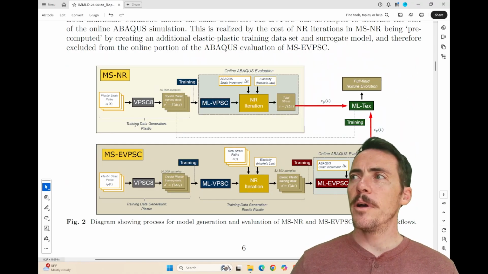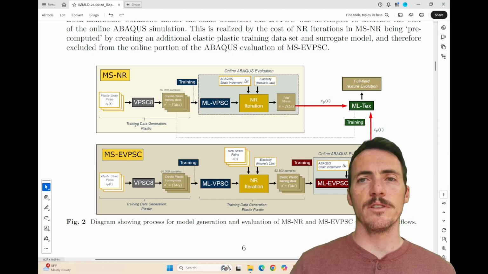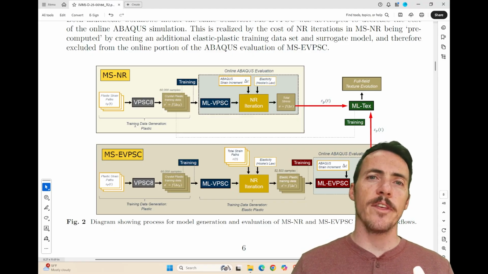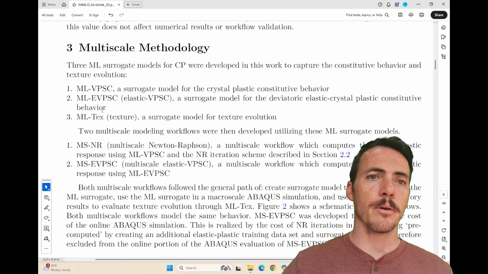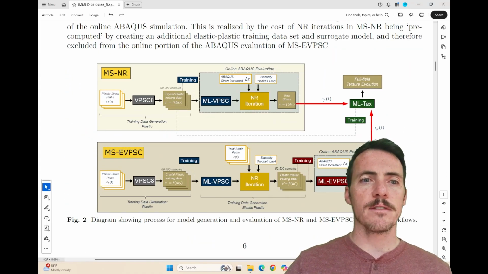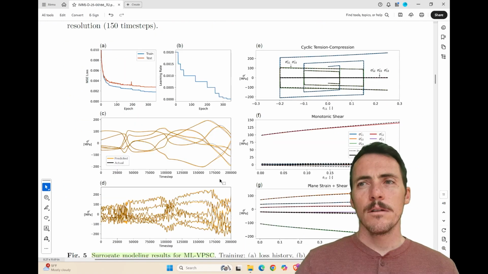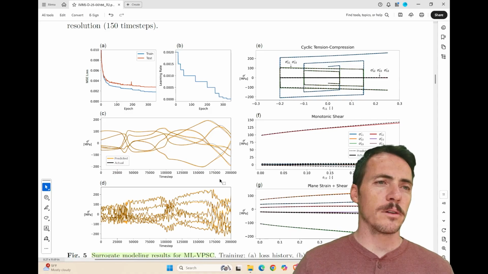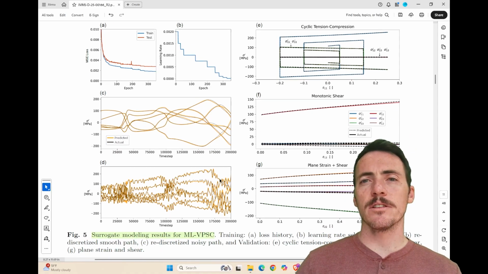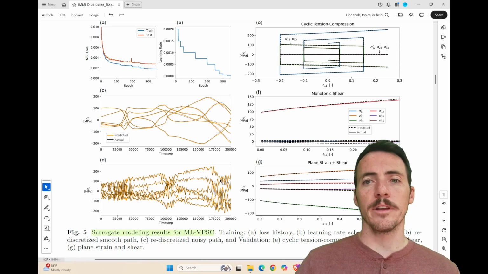All right, so they're essentially going to use a machine learning model to replace the crystal plasticity model. There's actually two different ways that they implement this. You can read about them in their paper, right? But basically they have ML-VPSC, which uses it once, and this ML-EVPSC, which actually uses two different machine learning iterations of the crystal plasticity model. What we always care about in these surrogate model situations is, can it actually reflect the more difficult, time-consuming modeling? And it does.